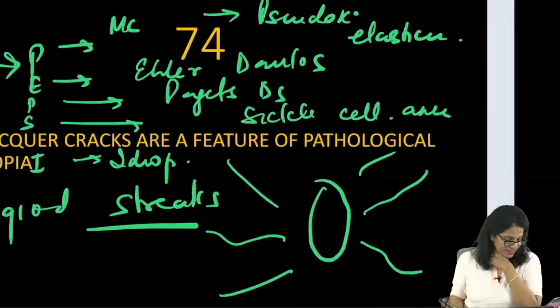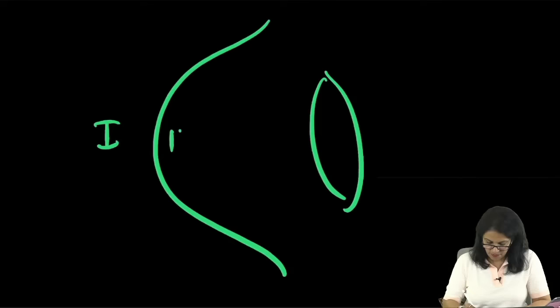Okay, we come to the next. Purkinje images absent in aphakia are 3 and 4. So everybody remembers now. What are the Purkinje images? 1 and 2 are from the front and back of the cornea, 3 and 4 are from the front of the lens and the back of the lens.